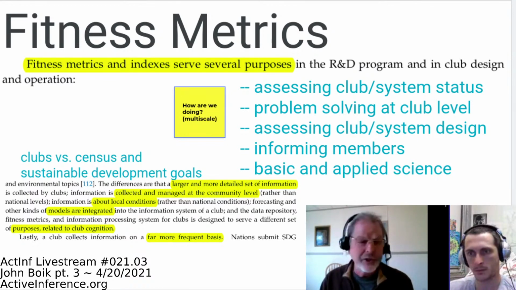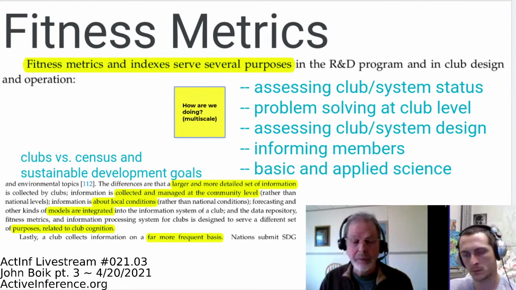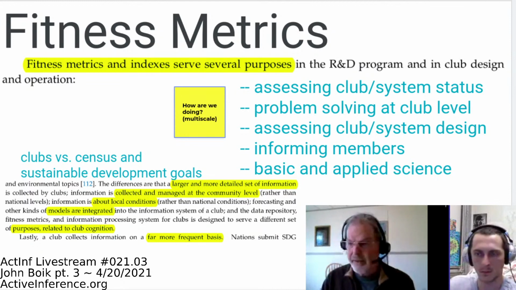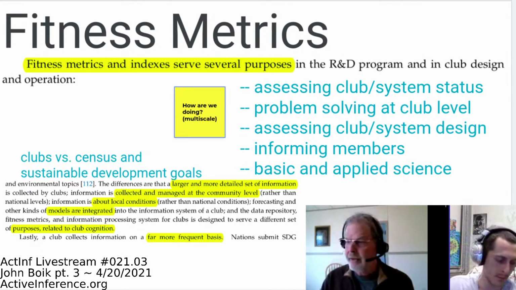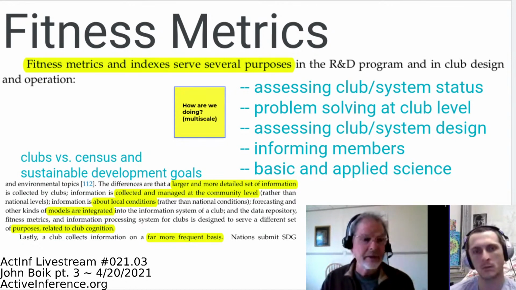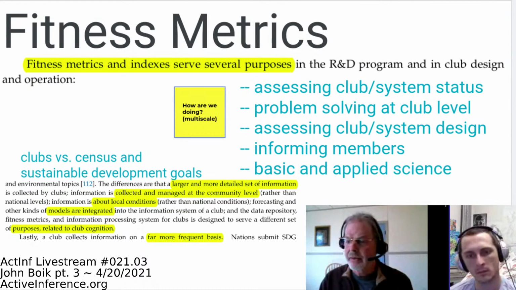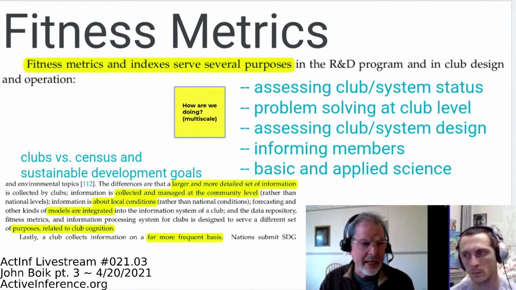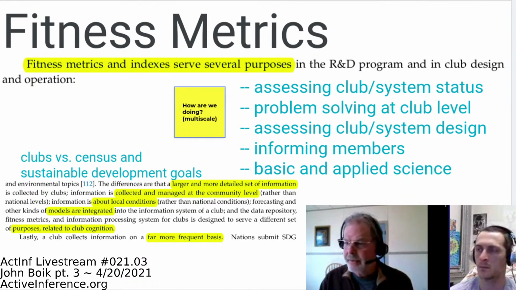So just a few differences. This would be a larger and more detailed set of information. It would be collected and managed at the community level, not at the national level. It would be about local conditions rather than, say, national conditions. Forecasting and other kinds of models are integrated into this repository. So the aim here is an intelligent data gathering system, part of forecasting metrics into the future and things like that.